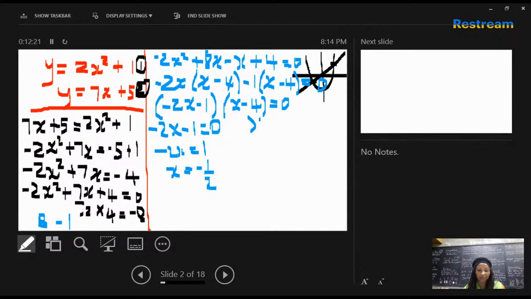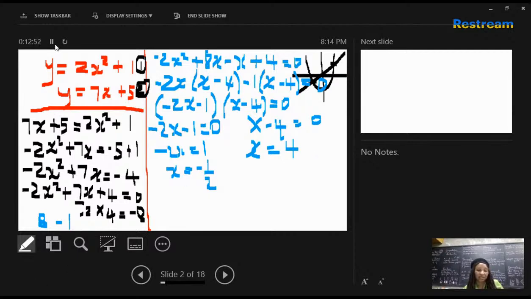And x minus 4 equals 0. So x is equal to 4. Let me write that out. I'm skipping steps here. x minus 4 is 0, so x is 4. These are just the solutions for x.